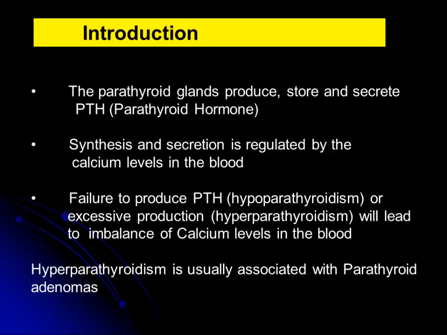So how does it over- or under-activate the gland? The glands produce and secrete parathyroid hormone. Synthesis and secretion is regulated by the calcium level in the blood. Failure to produce can cause hypoparathyroidism, and excessive production can cause hyperparathyroidism, which leads to an imbalance of calcium. That's why you need to monitor the calcium and parathyroid hormone.